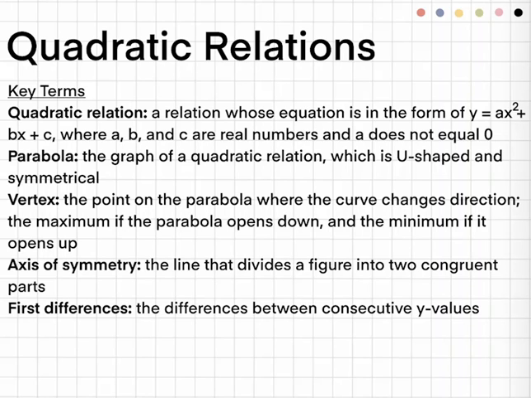The axis of symmetry is the line that divides a figure into two congruent parts. In this case, we're going to be dividing the parabola. And first differences are the differences between consecutive y values. We're going to explore first and second differences in this video.